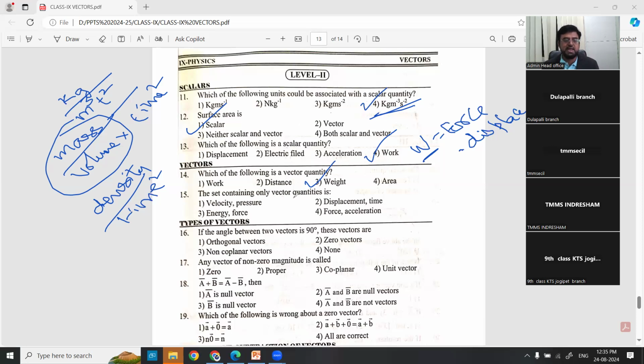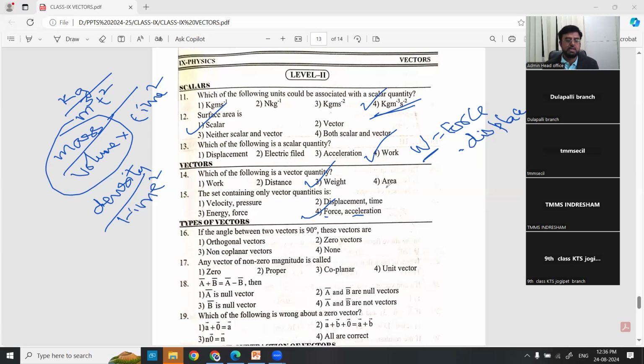The set containing only vector quantities. Set means 2 are there, 2 vectors. So we have force and acceleration. Velocity is a vector quantity, pressure is not a vector quantity. Displacement is a vector quantity, but time is a scalar quantity. Energy is a scalar quantity, but force is a vector quantity. Here the only 2 vector quantities are force and acceleration.